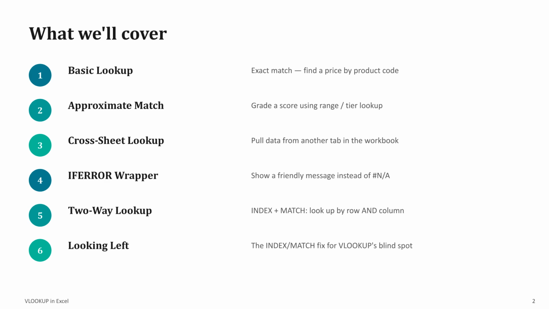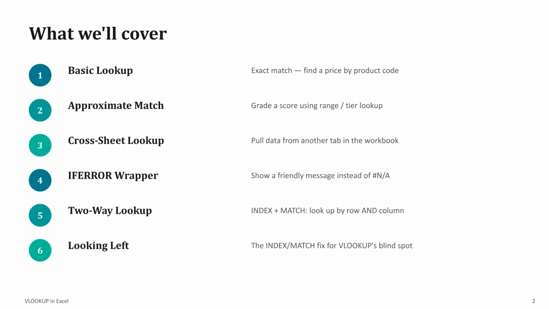Here's our roadmap. We'll go through 6 scenarios, one at a time. First, the basic lookup, an exact match, like finding a price from a product code. Second, approximate match, used for things like grading scales or tax brackets, where you're matching a value into a range rather than an exact code. Third, cross-sheet lookup, pulling information from a different tab in the same workbook.